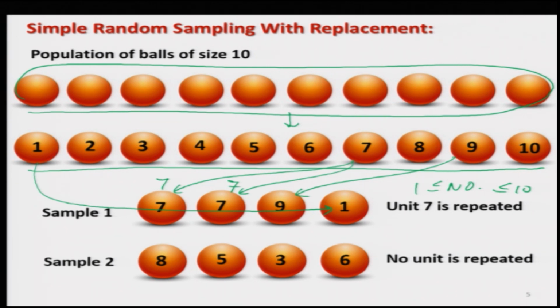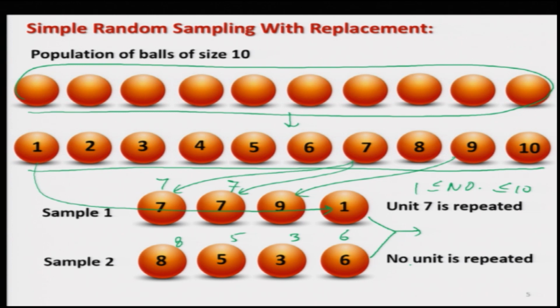And similarly, if I take one more sample, and suppose my random numbers are obtained as 8, 5, 3 and 6, then balls number 8, 5, 3 and 6 will be included in my sample. The difference between sample number 1 and sample number 2 is that in sample number 2 no sampling unit is repeated.